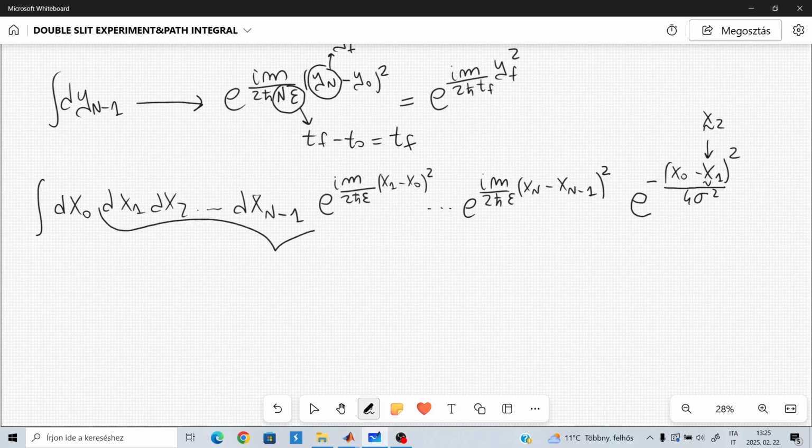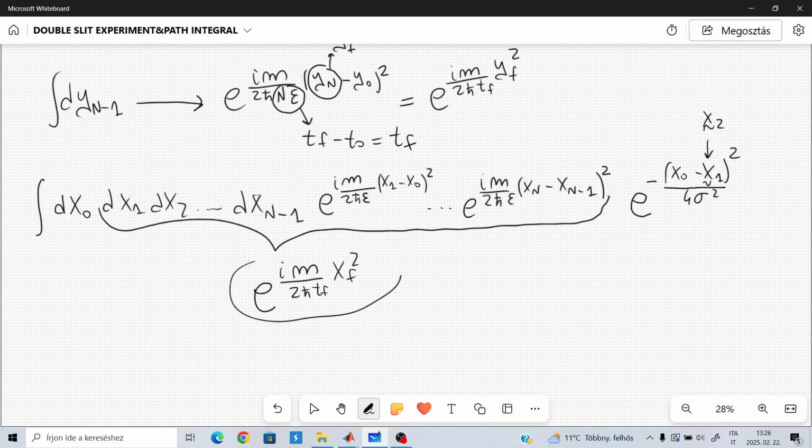If we carry out this integration, we will have something proportional to this, but instead of yf, of course, we have xf. So we have e to the I m over 2h bar tf xf squared, something proportional to this, but I don't bother writing down the proportionality constants, as I said.